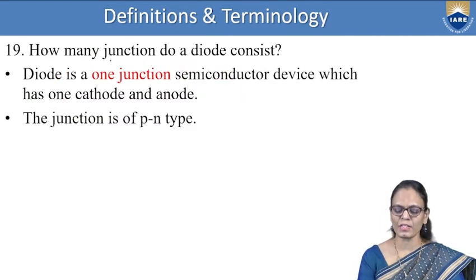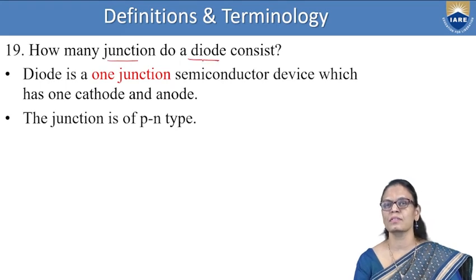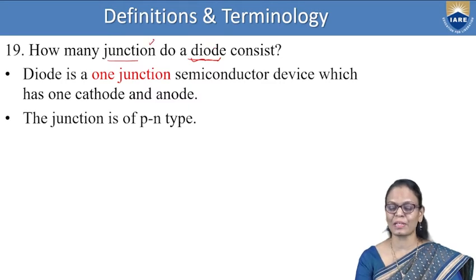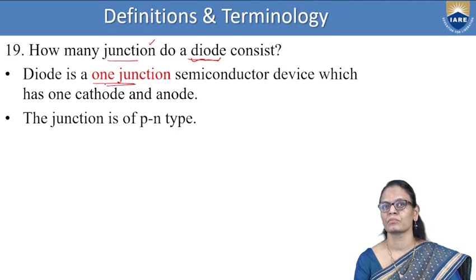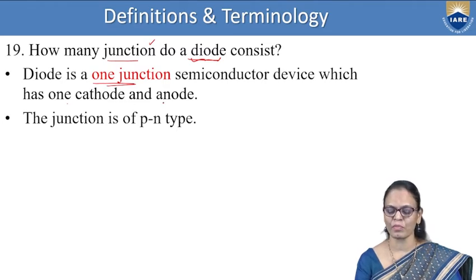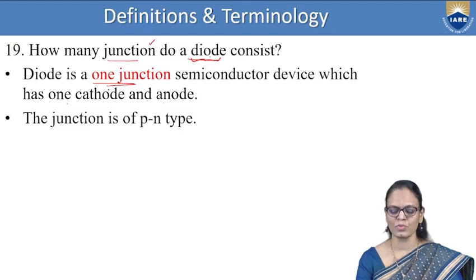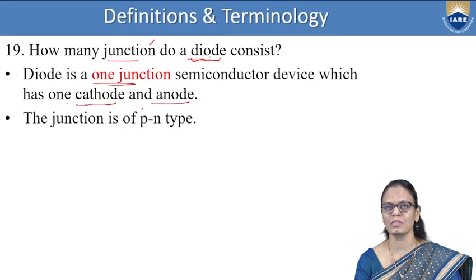Then, how many junctions does a diode consist of? Di means two electrodes. But how many junctions will be there in a diode? There will be only one junction, which has one cathode and one anode. When I am talking about a diode, it has two electrodes. What are the two electrodes? Cathode and anode.